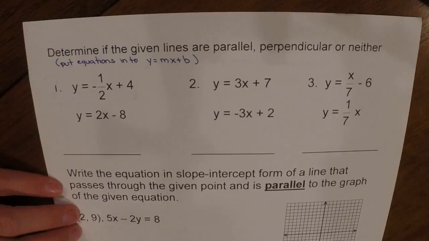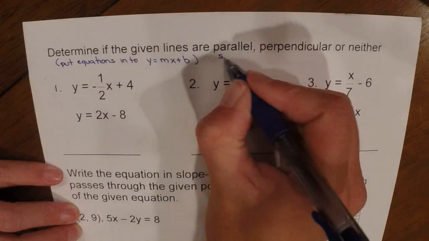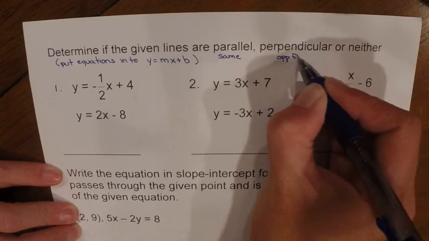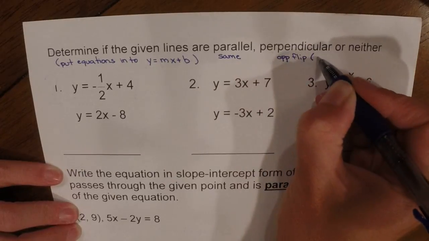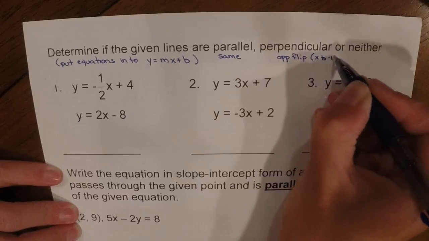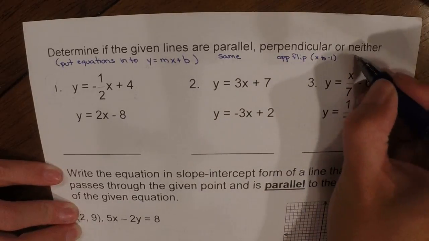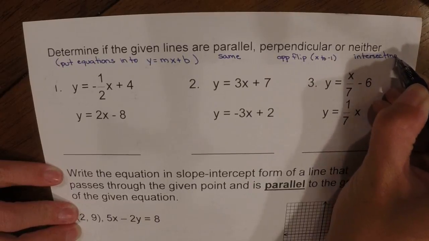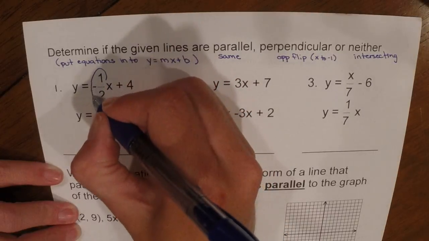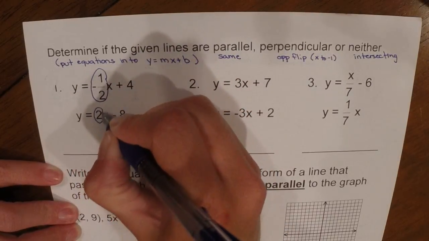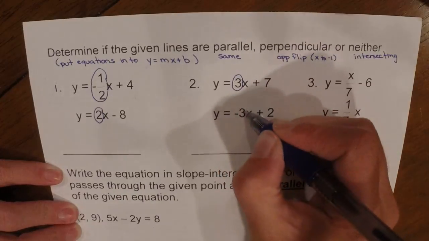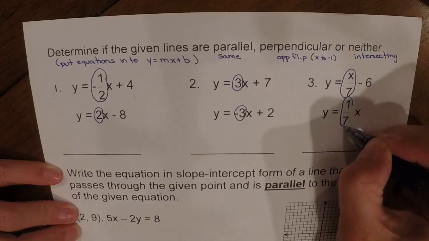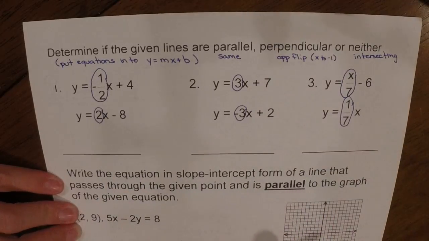So then your next step is going to be to compare them and see if they are the same. If they are the opposite flip, or remember they could multiply to -1, or if they're neither, which just means that they are intersecting. So remember, you're comparing the slopes, so this to this, and this to this, and this to this, and see what you come up with for those three answers.